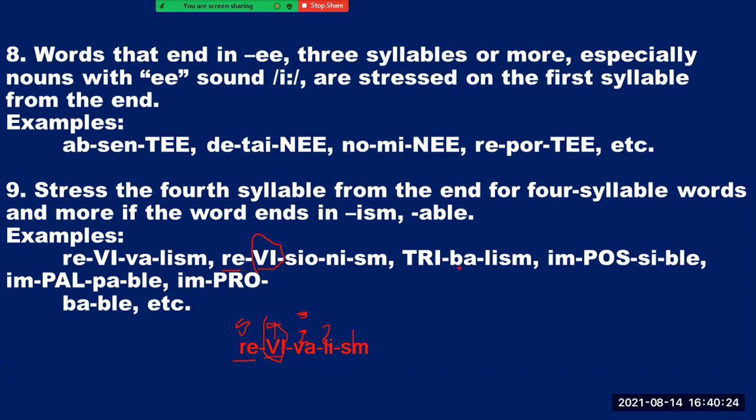Now here we have 1, 2, 3, 4. This is a word of 4 syllables and it ends in ism, and so we stress this is 1, this is 2, this is 3, this is 4. So we are stressing the 4th syllable from the end, and that 4th syllable happens to be the first in tribalism.